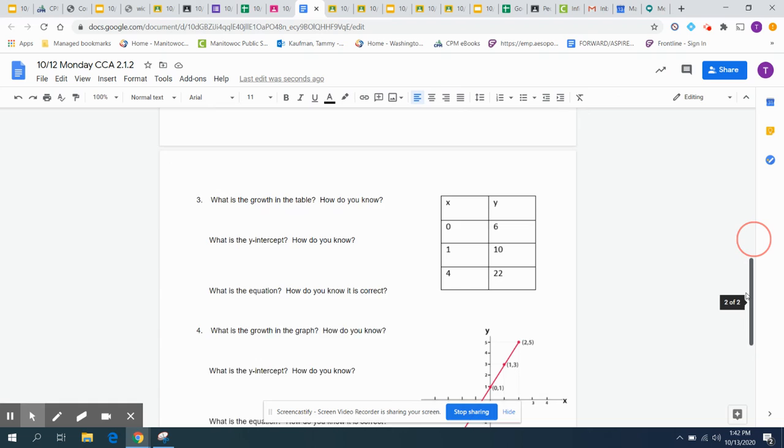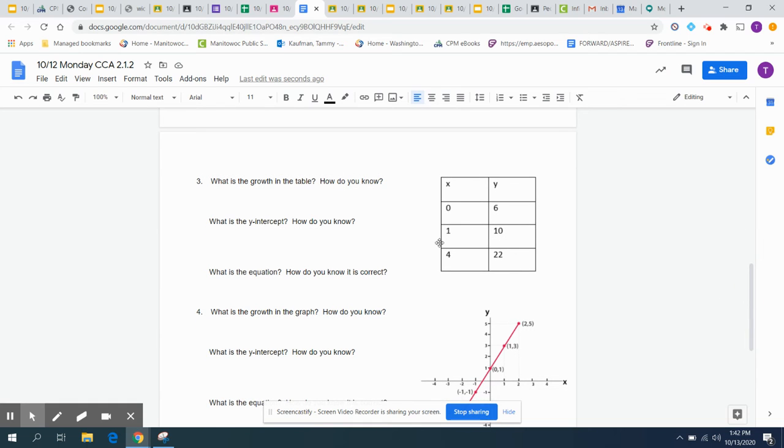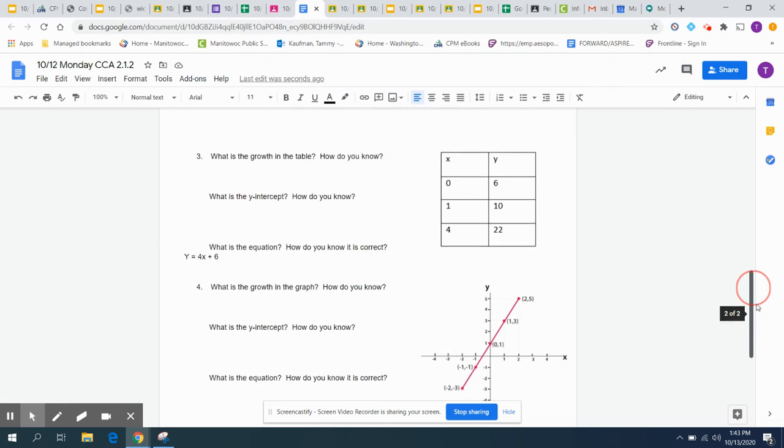All right, when we get to this table, we skip some. So you can see the growth right here is 4, the y-intercept is 6. So the equation should be y equals 4x plus 6. The reason I put that in here is because things could be missing. So make sure that you're always looking at your X column when you're writing your equations.